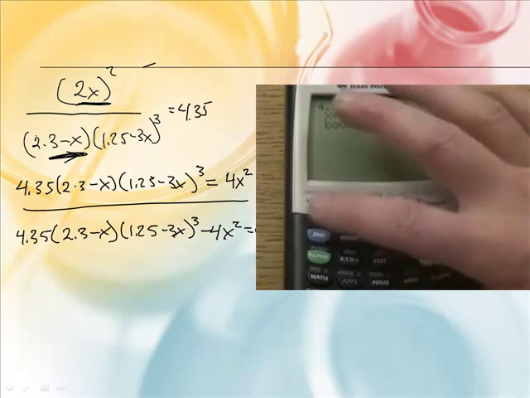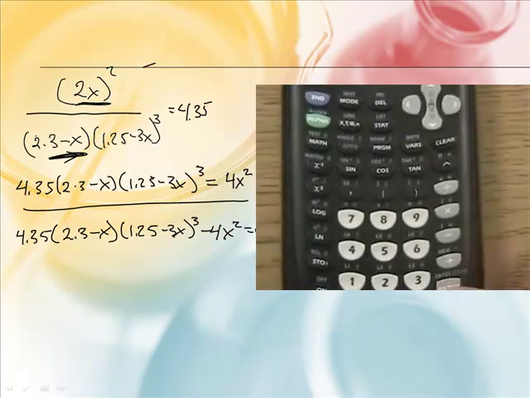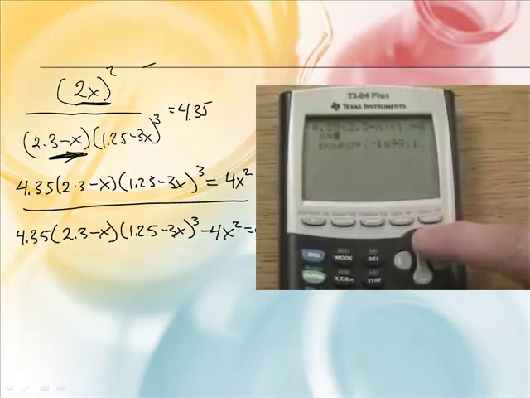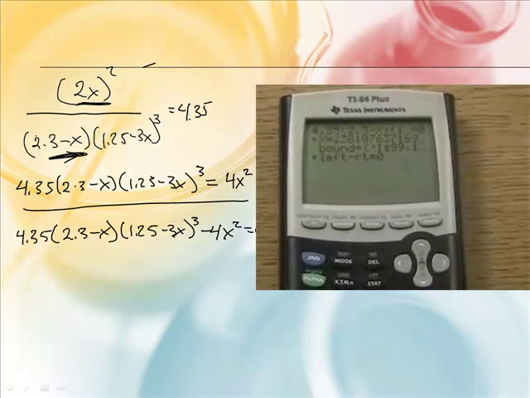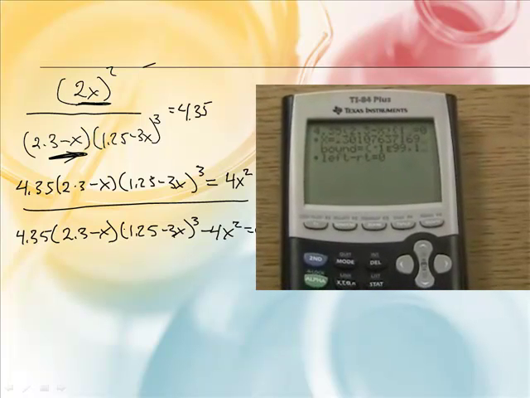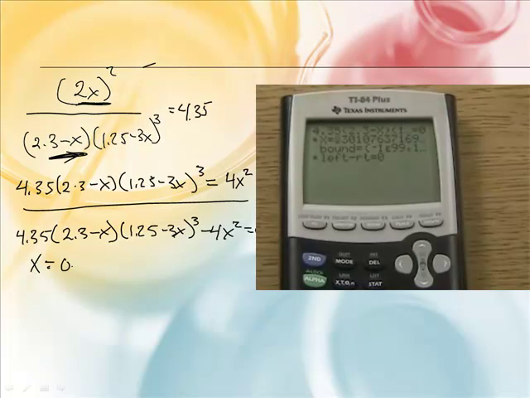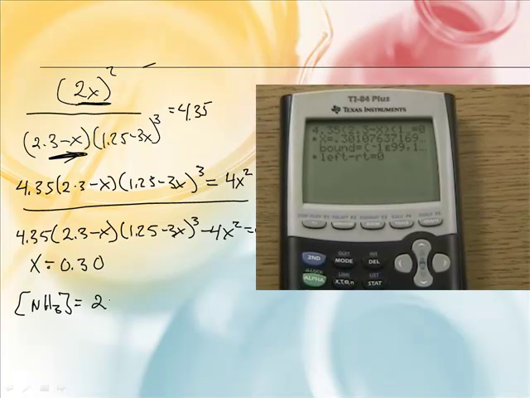I do alpha solve, and I got to be in the right spot. Okay, alpha solve. It's thinking. Answer is, x is 0.30. So now the concentration of the NH3 equals 2x. So I'm going to quit right here and say 2x, and it's 0.602.